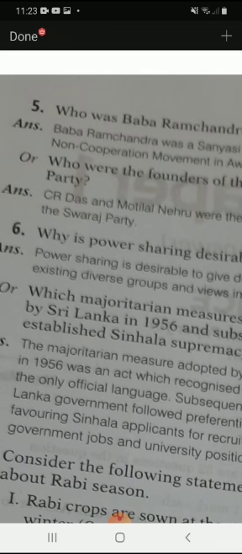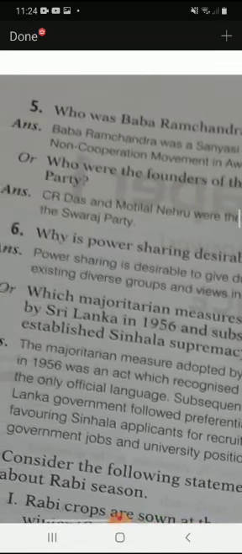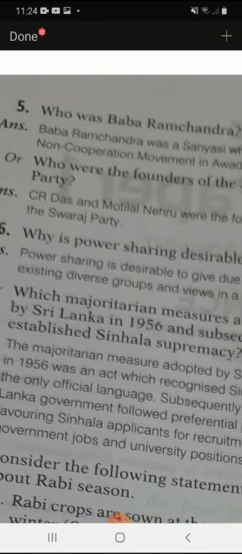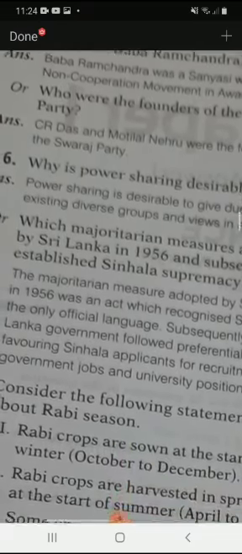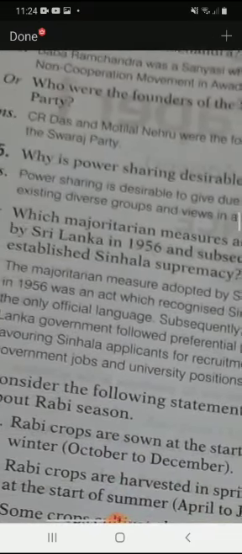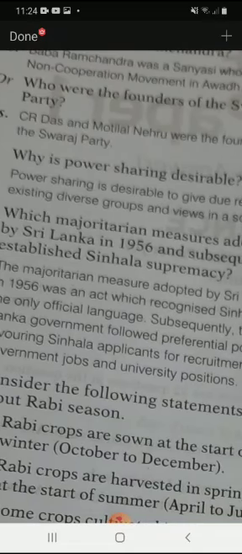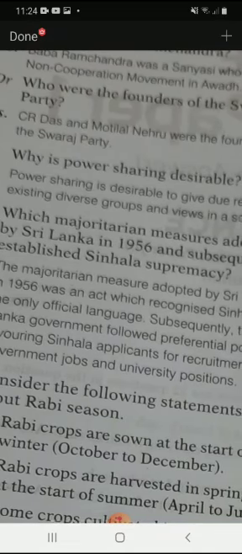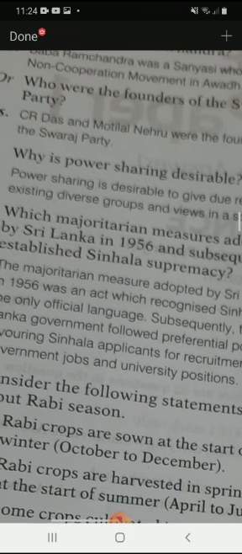Now the next question is, who were the founders of the Swaraj Party? So you know the answer, C.R. Das and Motilal Nehru were the founders of the Swaraj Party. Why is power sharing desirable? Power sharing is desirable to give due respect to the existing diverse groups and views in a society.